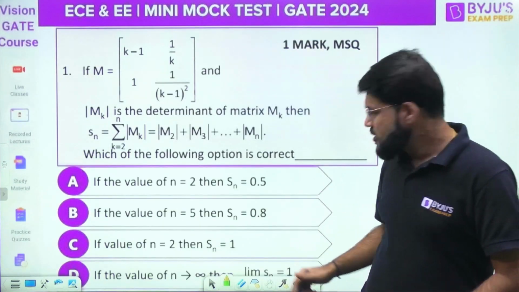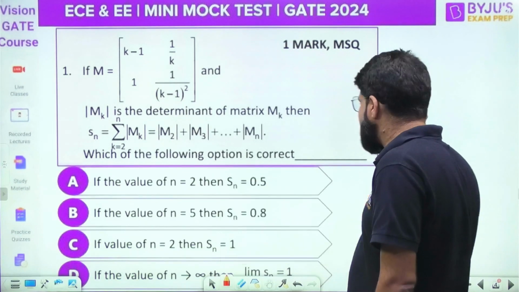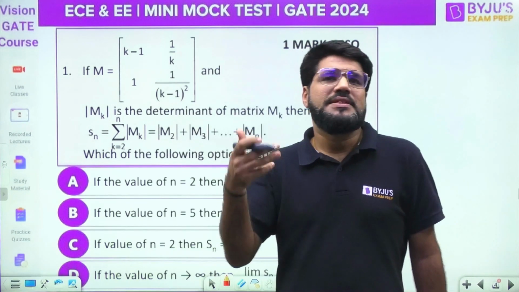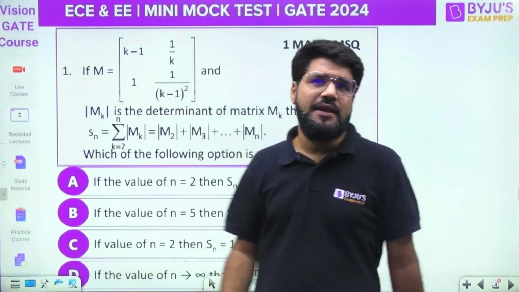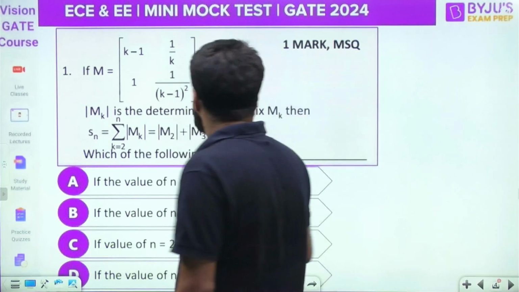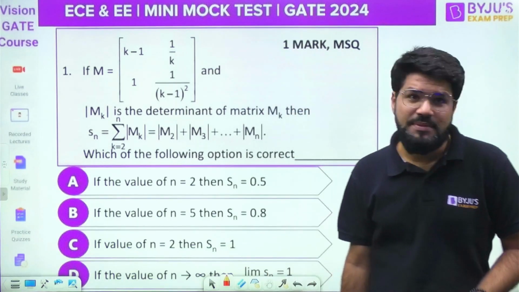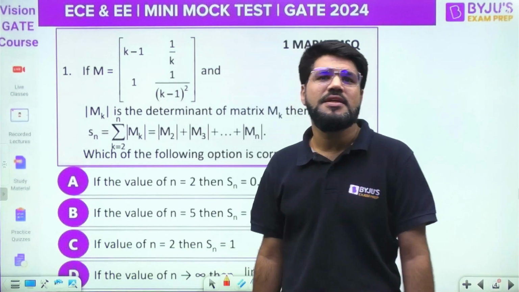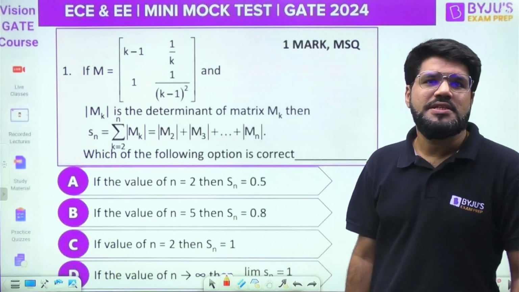So this is the first question, guys, and we will be taking exactly GATE variety questions. That means it can be MSQ, MCQ, NAT, anything. This is a 1 mark MSQ question, starting with engineering mathematics, because maths is an area where MSQs are definitely expected, isn't it, guys? All right, so this is the first question.